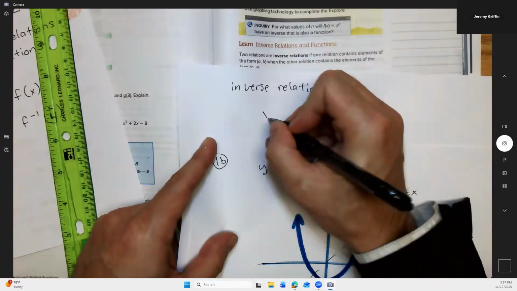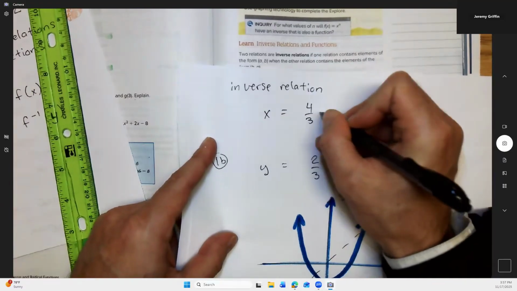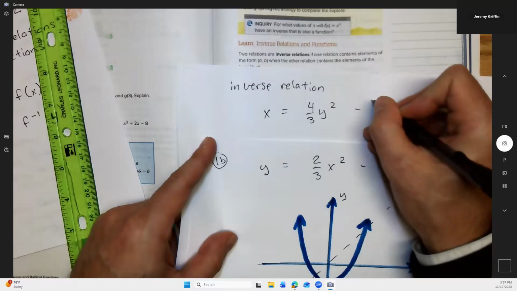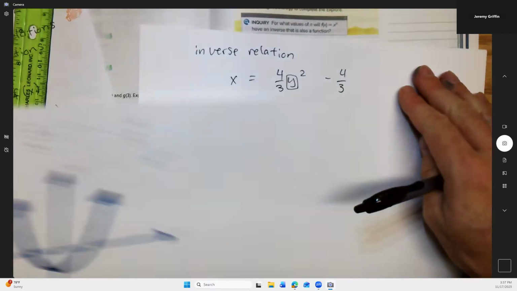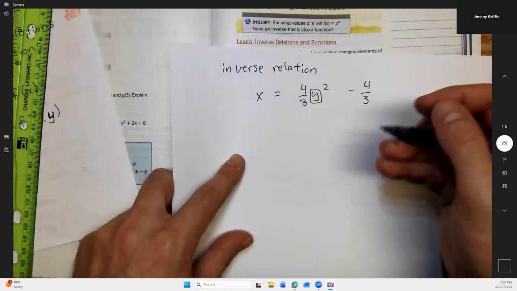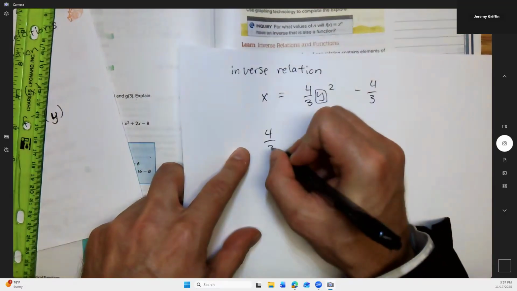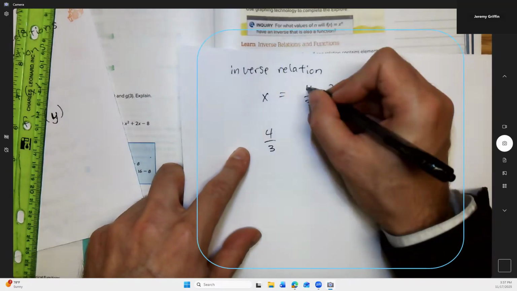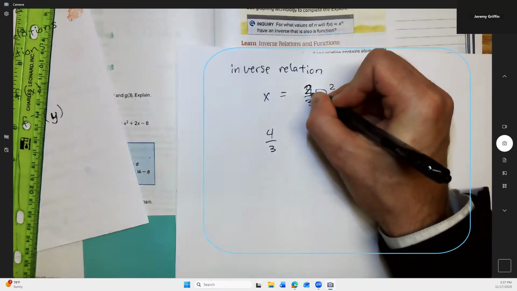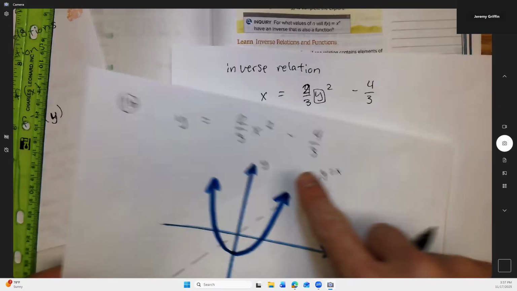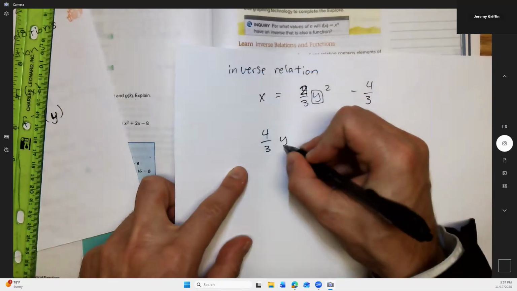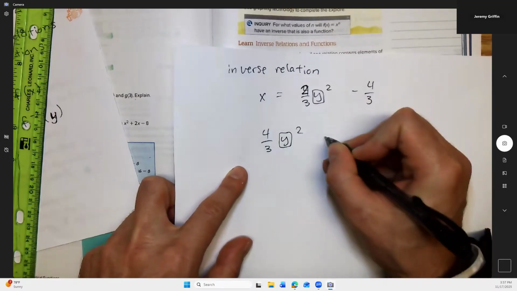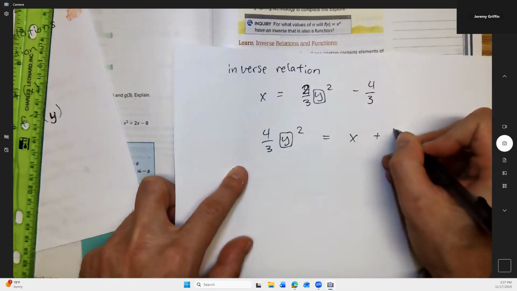I can say x equals 2/3 y squared minus 4/3. Solve for this new y. What am I going to get? Okay, let's try that. So I can add 4/3 over. I don't know why I just did that. I was just trying to copy this here. There we go, now we're back. Of y we're solving for, squared, equals x plus 4/3.